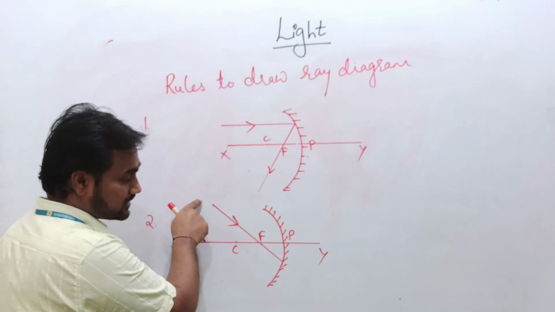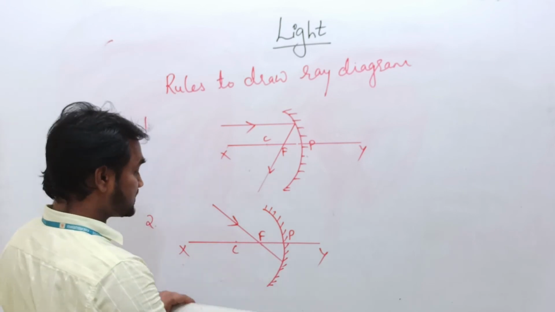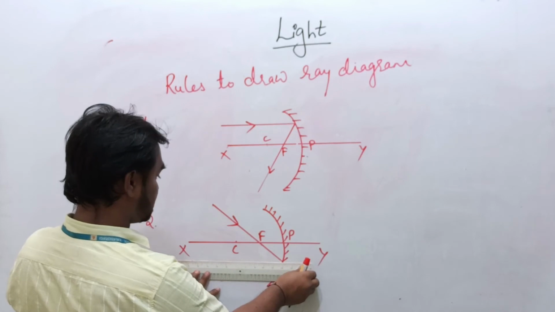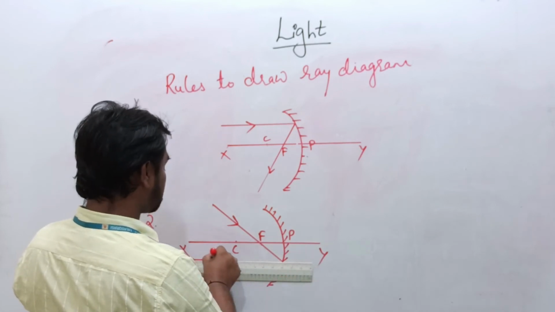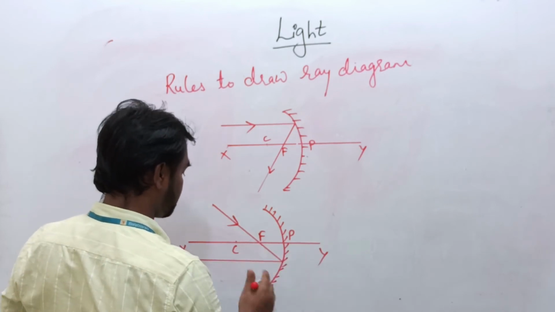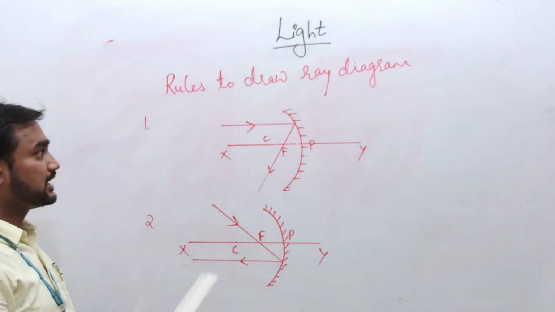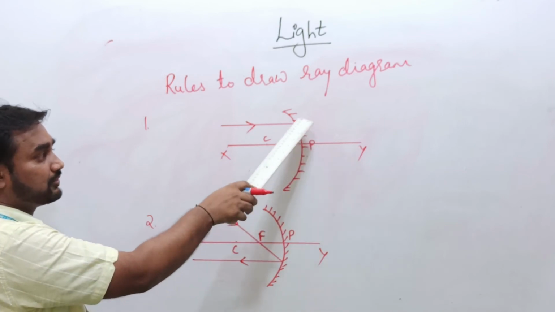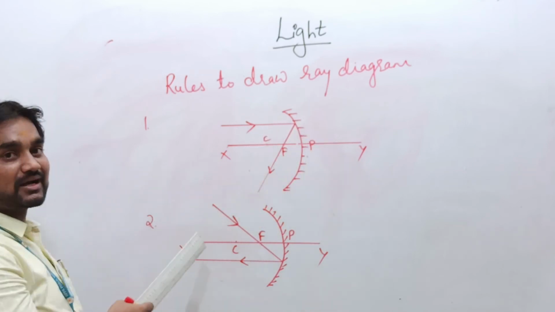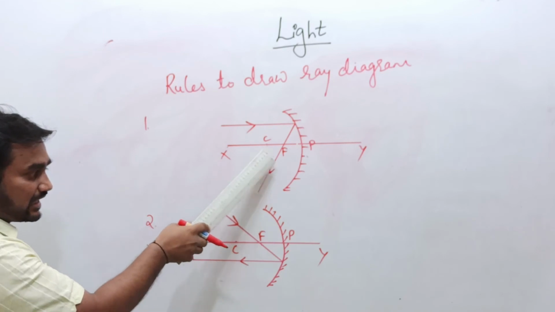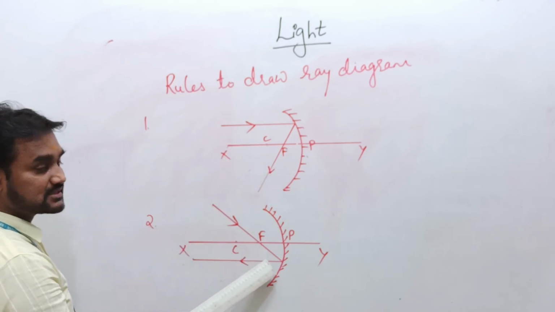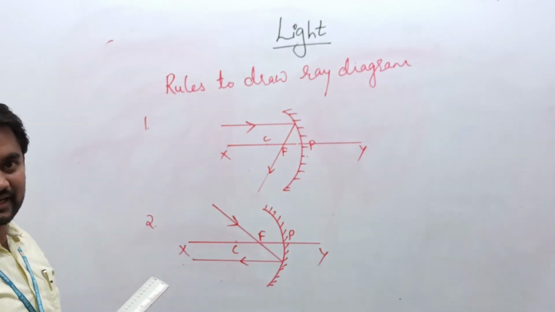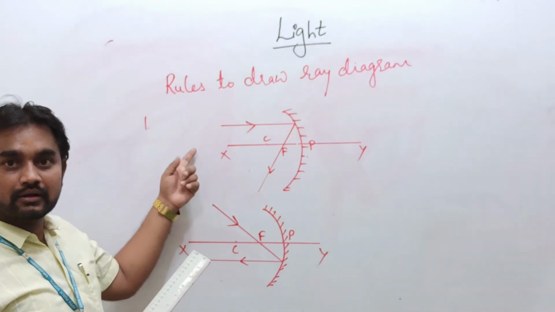Whenever the incident ray passes through the principal focus, the reflected ray must be parallel to the principal axis. Is that clear? Here, the incident ray was parallel to the principal axis and the reflected ray passed through the principal focus, and exactly opposite of this, when the incident ray passes through the principal focus, the reflected ray is parallel to the principal axis. This is the second rule.